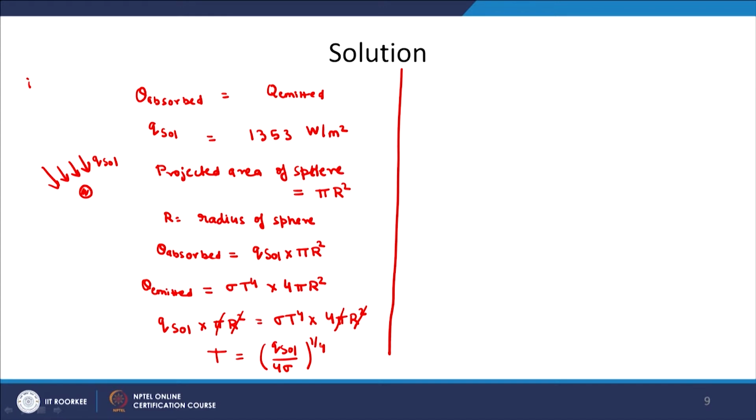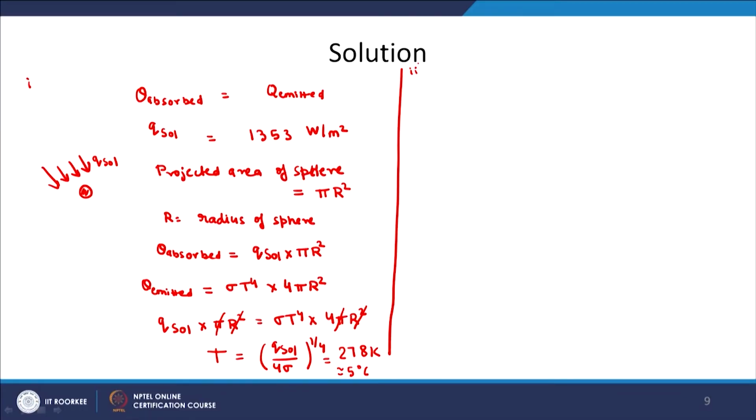Just by radiative equilibrium between the solar radiation and this sphere, the temperature of the sphere can be calculated, and when we do this, the value comes out to be 278 Kelvin, which is around 5 degree C. So, this is the first part of the problem, where we have to find out the temperature of the sphere, assuming that the sphere behaves like a black body and it absorbs and emits radiation over the entire spectrum.